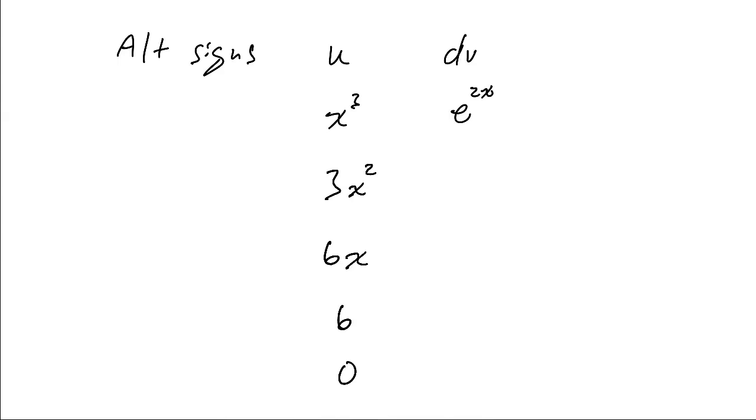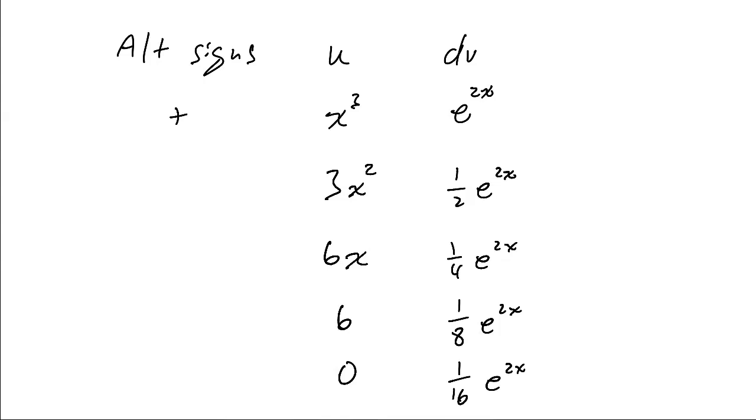And then I will do my dv column as many times as I have here. So I'll need to do 1, 2, 3, 4 antiderivatives there. So this is where, again, like I said, u substitution in your head, you've got to be able to start getting there. So let's see. I'll have 1/2 e to the 2x, and then 1/4 e to the 2x, and then 1/8 e to the 2x, and then 1/16 e to the 2x.